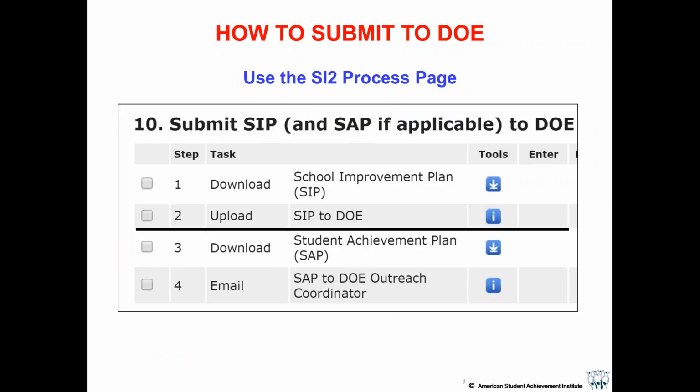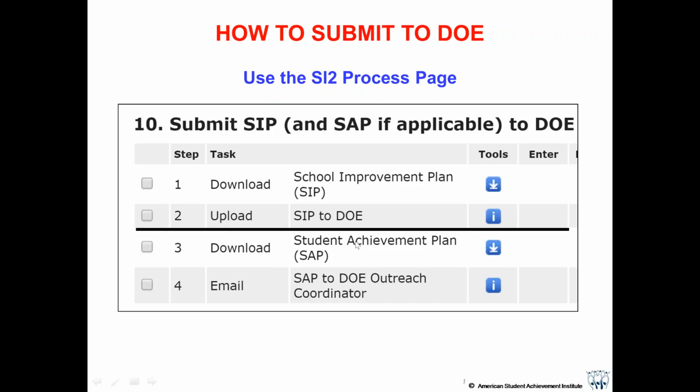So on the very bottom of the process page, there's this final big step 10. You download your school improvement plan. I'll show you what that looks like in a second. Just click that button, and then you just click the upload to DOE. This will take you to DOE's website, and you just upload your SIP to DOE.